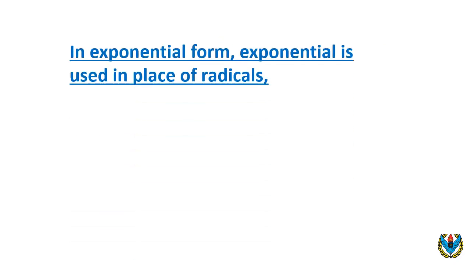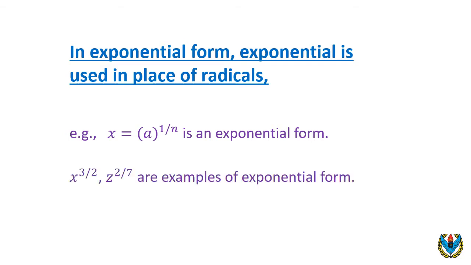In exponential form, exponents are used in place of radicals. Dear students, it means in exponential form we don't have square root. For example, x is equal to a to the power 1 over n is an exponential form, and x power 3 by 2, z power 2 by 7 are examples of exponential form.